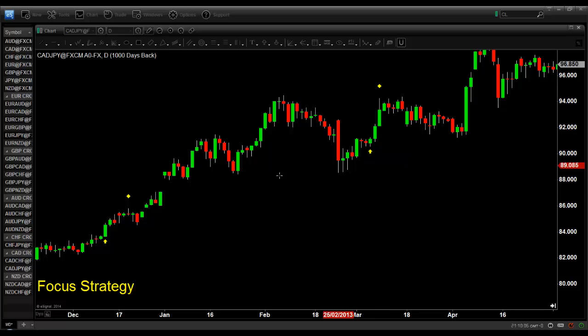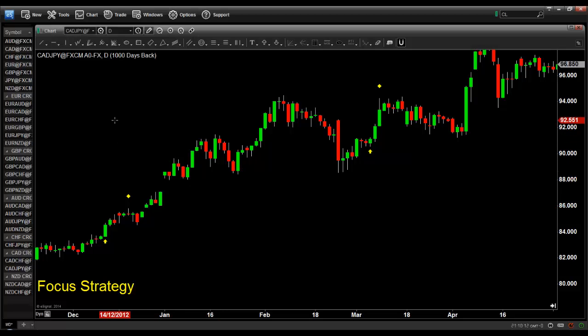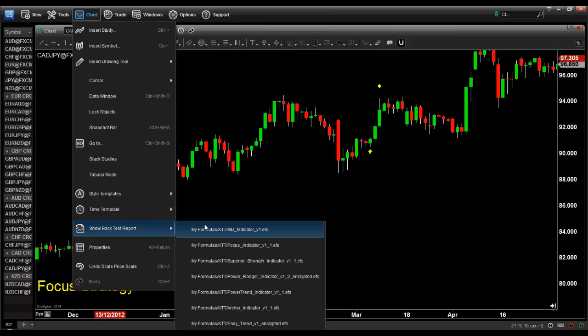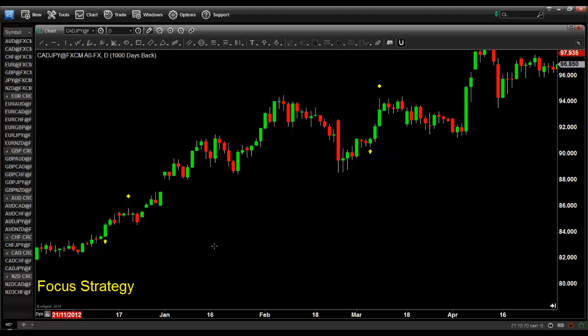Now, this is a fantastic strategy and it's very profitable. Let me just get a chart up to show you the profit factor, because this particular indicator comes with an intelligent back tester, and it's just on the other screen. I'll have to drag it over.